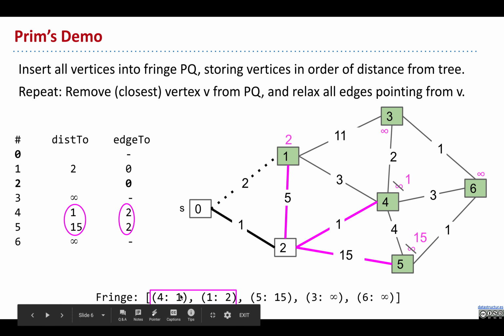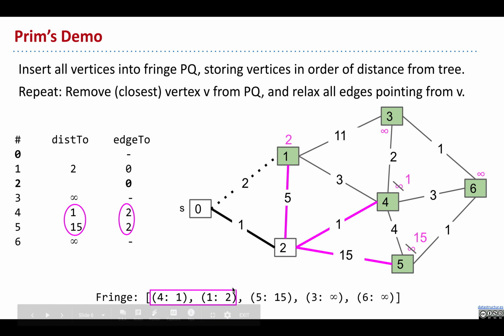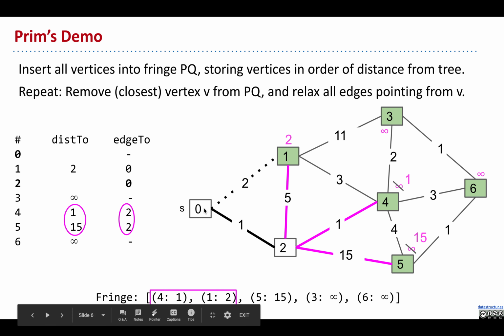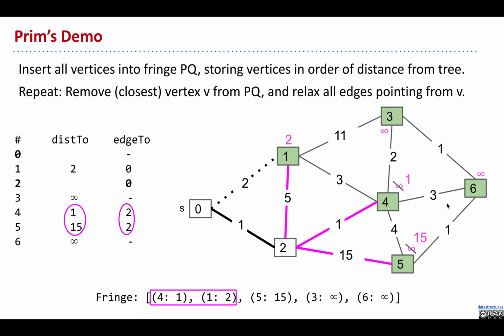All right? So we can see that this 4, its distance from the tree is 1. 1's distance away from the tree is 2. And even though this path from 0 to 4 is not 1, we're trying to see the distance from the tree, not the distance from the source. All right? Does everyone see that? Does anyone have questions about that?